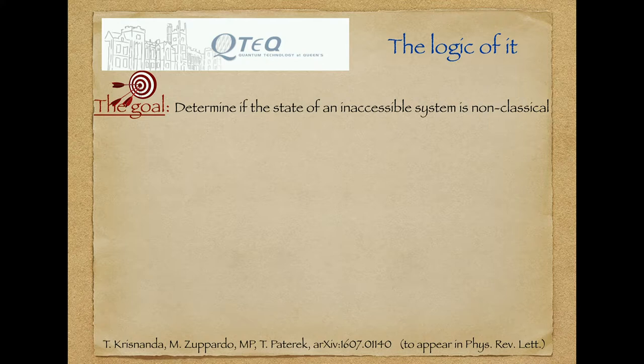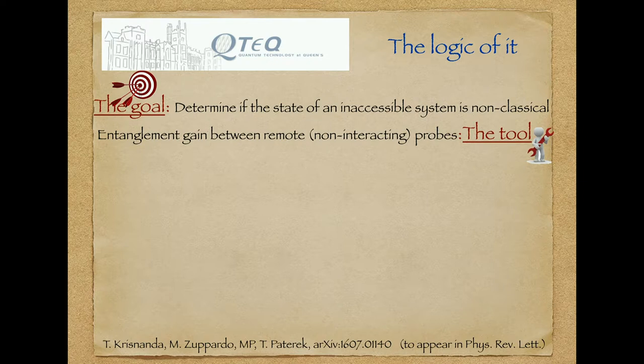And this matches most of the situations in our quantum labs. Not always do you have the possibility of accessing directly the system that you want to probe, manipulate, and infer properties of. You need some form of indirect access. How much can you learn about the state of this system if you cannot access it directly? The tool that we are going to use is precisely the entanglement gain that was at the basis of the distribution of entanglement through separable states that we went through before. I'm going to use the entanglement gain between remote probes as a tool to infer the non-classicality of the system that I cannot access.